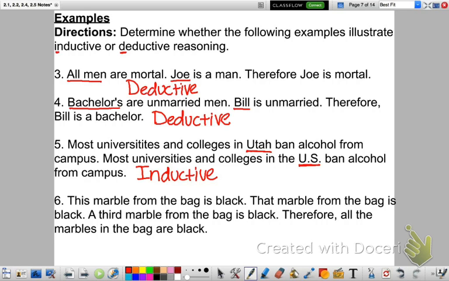This marble from the bag is black. That marble from the bag is black. A third marble from the bag is black. Therefore, all of the marbles in the bag are black. So I started with specific cases, and then I went to the more generalized statement. So this would be inductive.